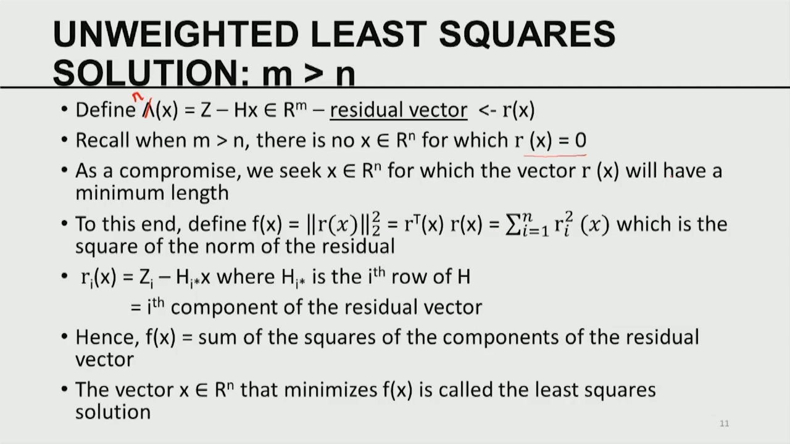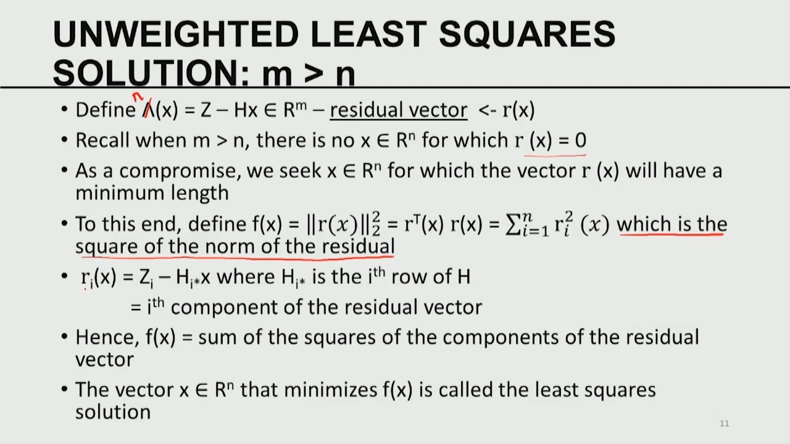So we would like to formulate the problem mathematically so that I can develop an algorithm. To that end, I am going to define a function f of x. So what is f of x? F of x is the square of the norm of the residual vector. Now you can see the norm of the vector comes into play. The square of the norm of the vector is simply the inner product of r of x with r of x, r transpose r, and that is equal to the sum of r_i squared, i equal to 1 to m. So f of x is a function of x that represents the sum of the squares of the residuals. It is the square of the norm of the residuals.